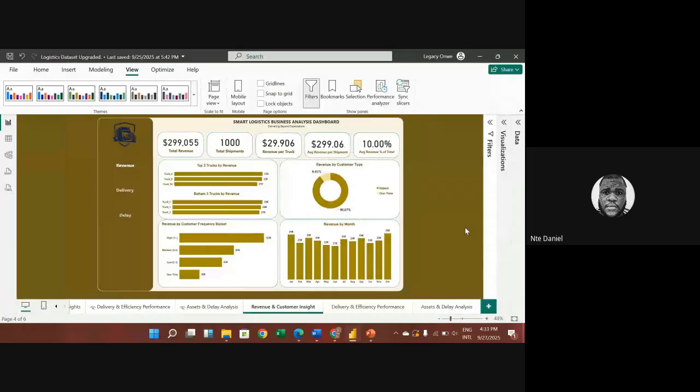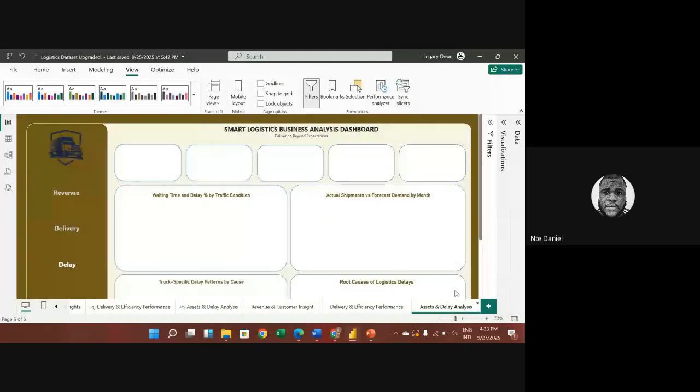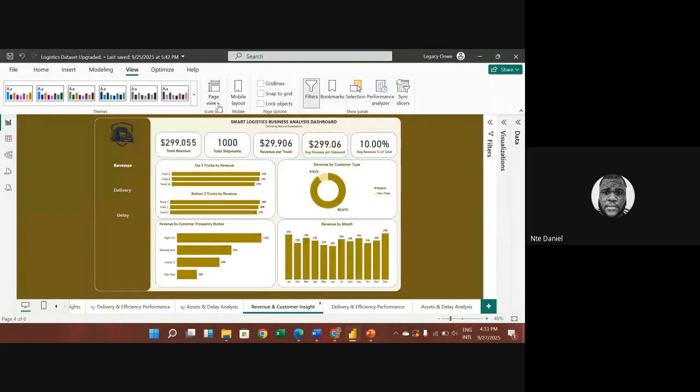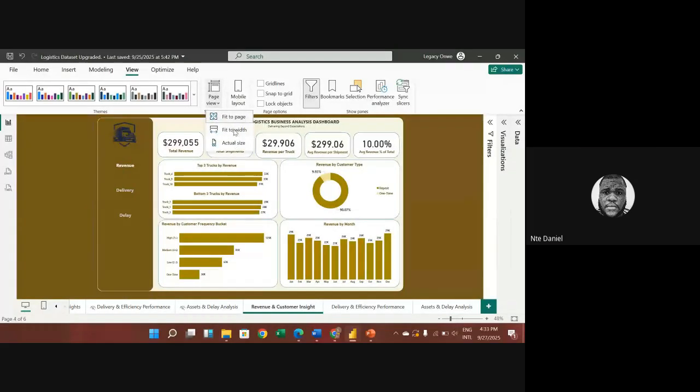Let me see the third page. Look at the space. There are spaces. I don't know if those spaces are not part of your canvas, but you have enough space to work with. It's because of the canvas setting. I set this to fit to width. Set it to the actual size.